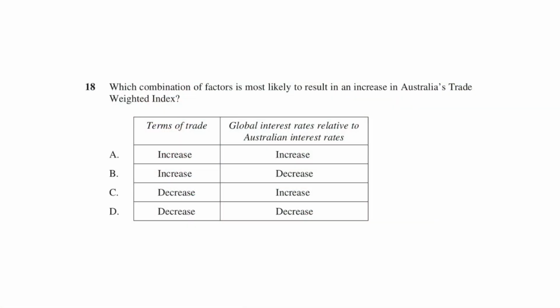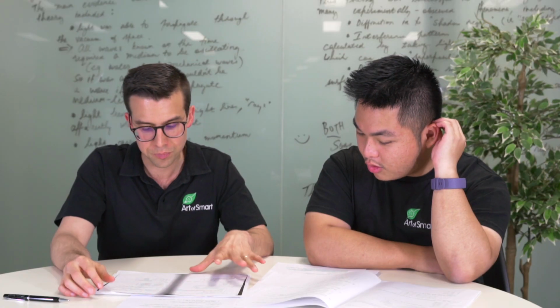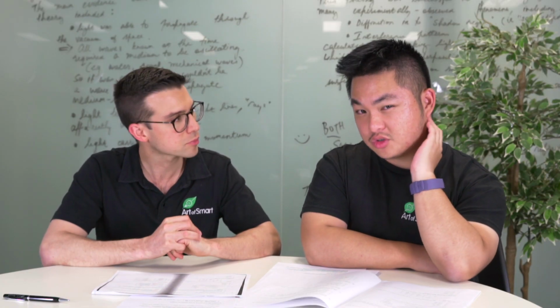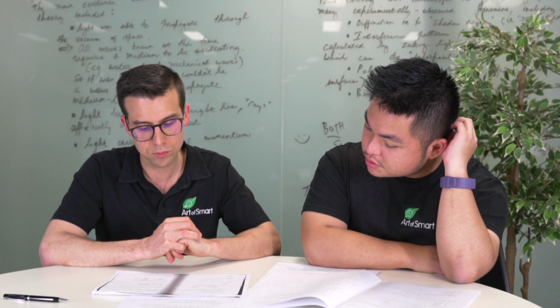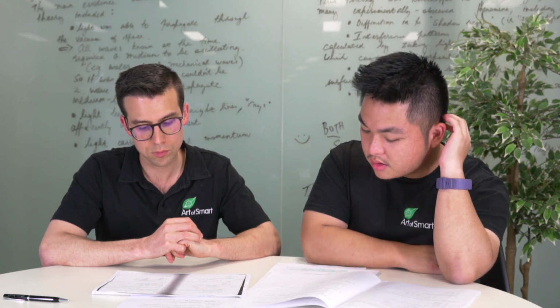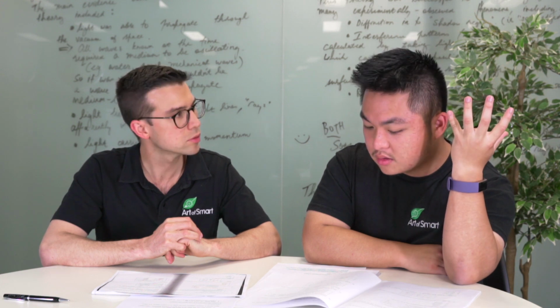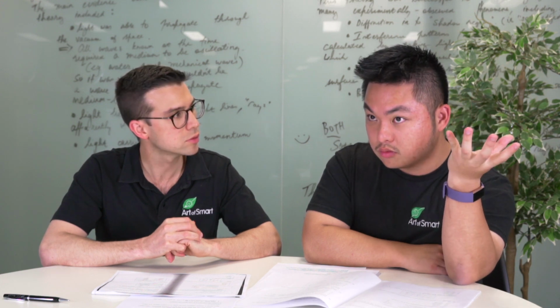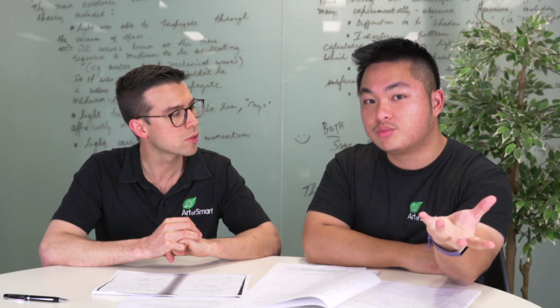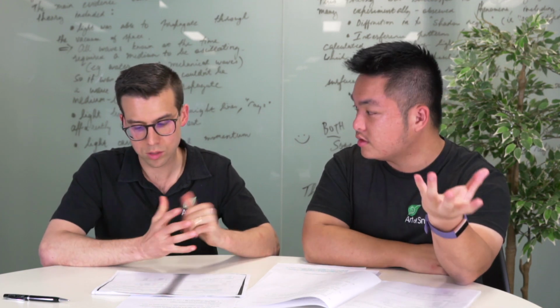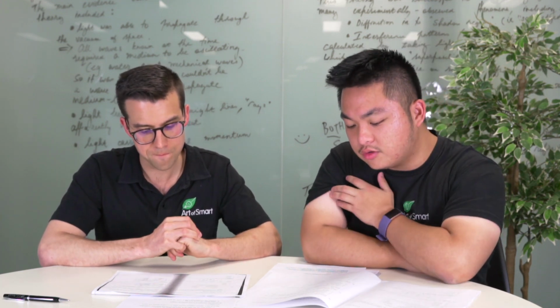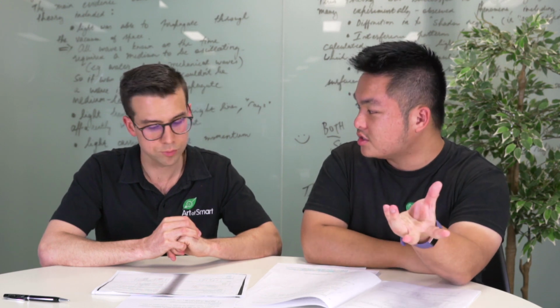We've got a combination of factors; which is most likely to result in an increase in the TWI? Where do students go wrong with this, Terry? Well, I think the terms of trade bit wasn't too big of a problem, because the students could recognise that if the terms of trade increases or improves in the short run, you are going to be selling more dollars worth of exports, and therefore that's going to lead to an increase in your TWI.